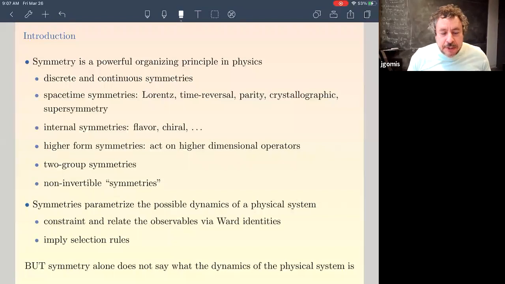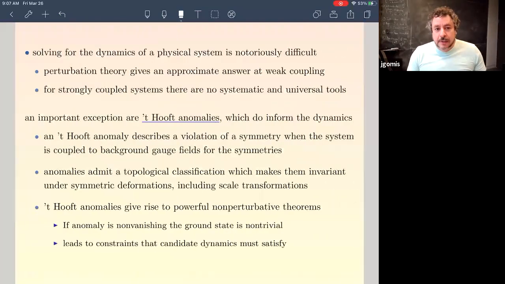Okay. So symmetries are great, but what do they really do for us? In a sense, all that symmetries do is parameterize the most general possible answer to the dynamics of a physical system. In particular, they imply selection rules, constraints, and relations between observables via Ward identities. But they don't tell you anything about the answer itself. They just tell you the most general parameterization of what the answer will look like, but not what the answer is. You need some other input for that. Symmetries just tell you the optimal way of parameterizing the answer.